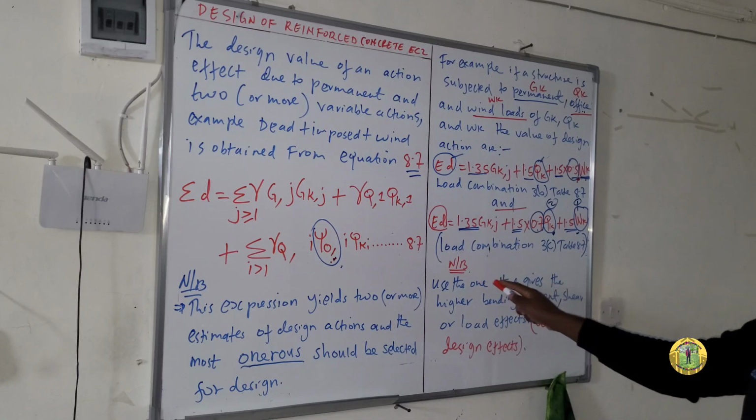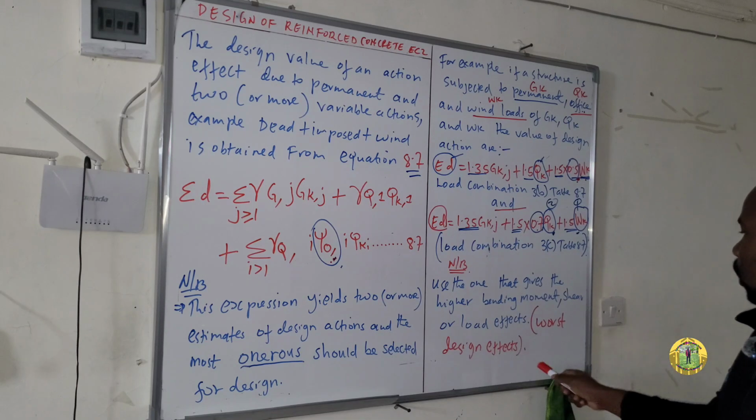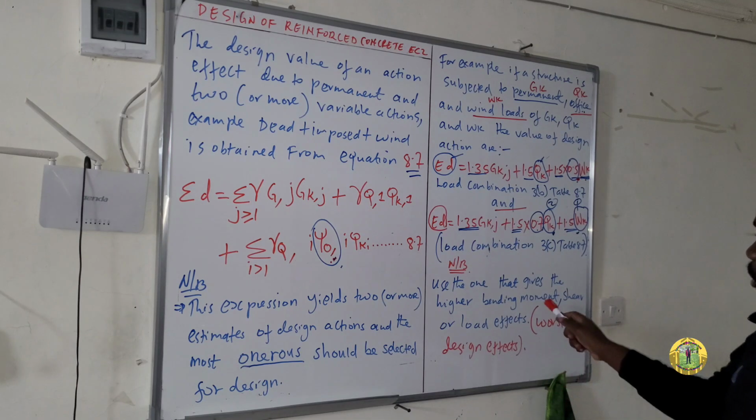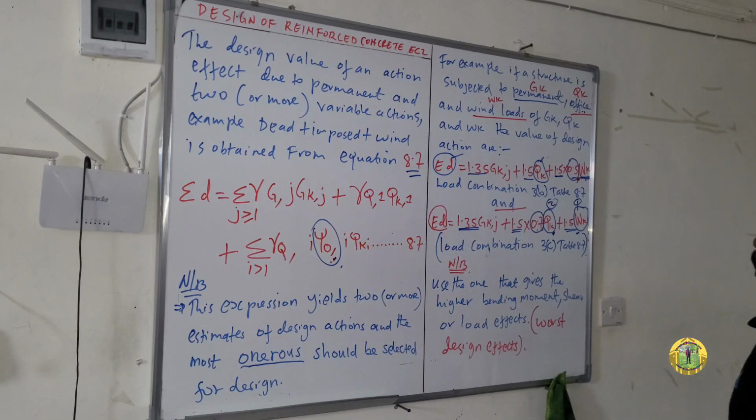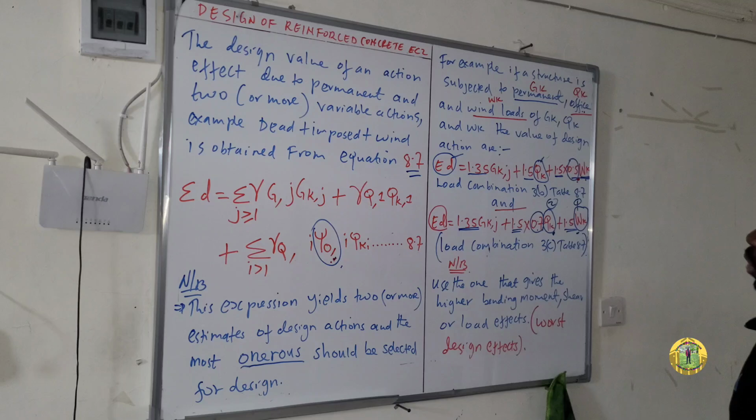So point to note, as I have said earlier, use the one that gives the higher bending moment, shear, or a load effect, in bracket, worst design effect. So that is load combination number 2.